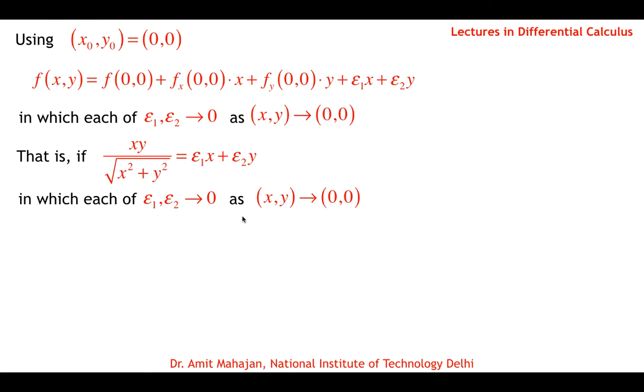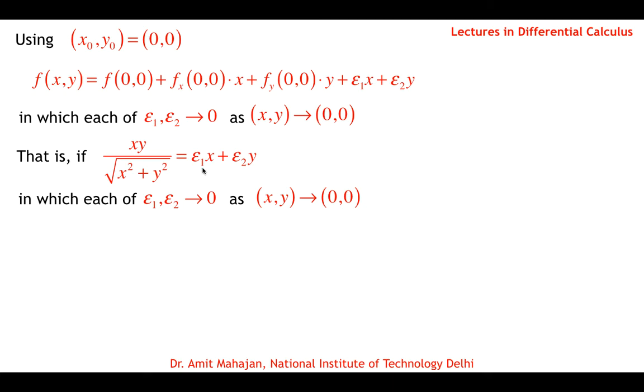So the function will be differentiable if this holds true for every path in which xy goes to 0 0. If you can find some path along which, when xy approaches the origin, this does not hold true, does not satisfy, then we say that the function is not differentiable.